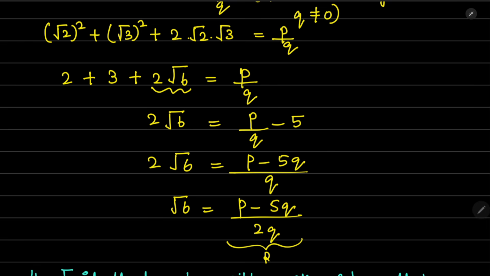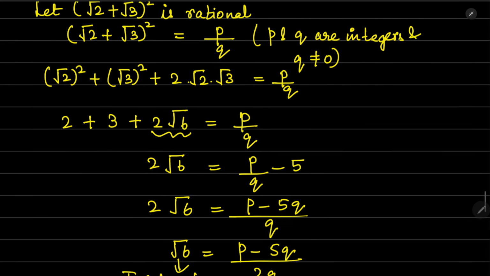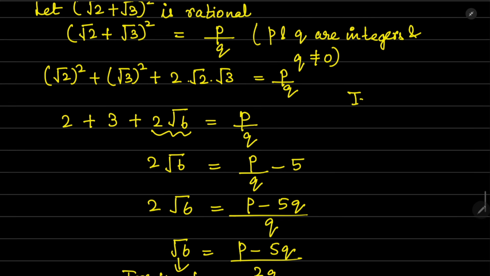So what do you say? This is rational. The right hand side you have a rational number and here you have an irrational number. Okay, and irrational, I'm going to write it here. So irrational cannot be equal to rational number. Therefore, this makes our assumption wrong.